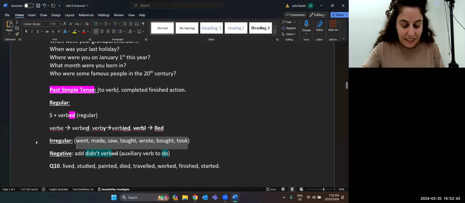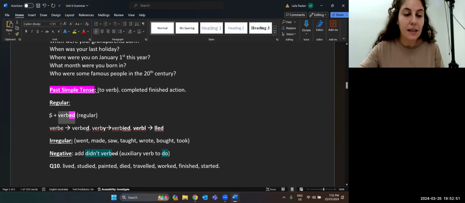Does the verb change for he, she, or it? No. You have a subject and the verb. It doesn't matter if the subject is I, you, he, she, it, we, they. You just put the ed if it's regular, or you use whatever the irregular word is.